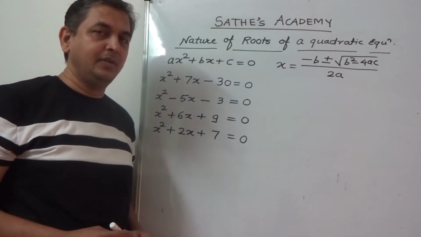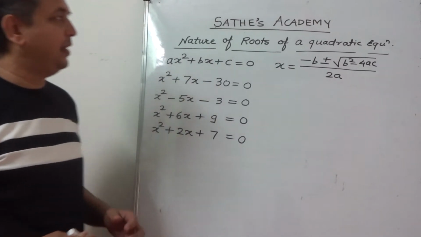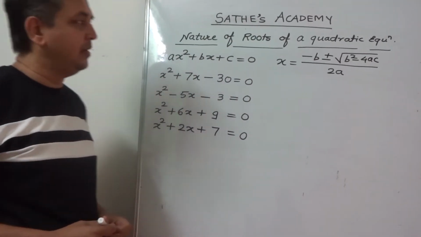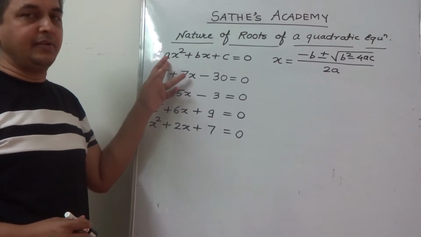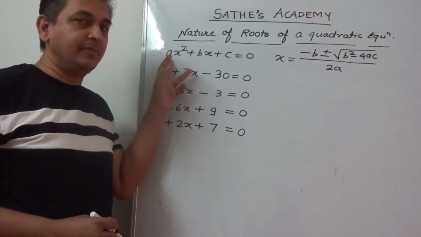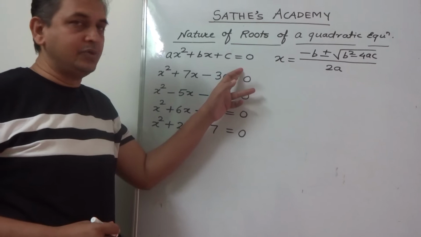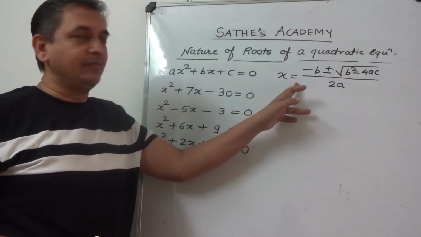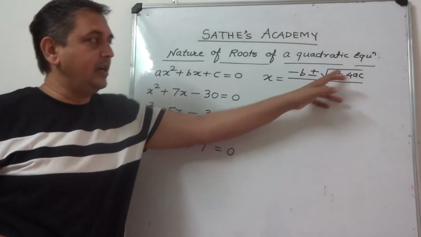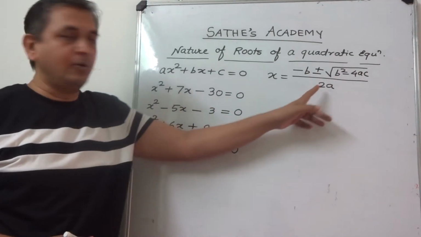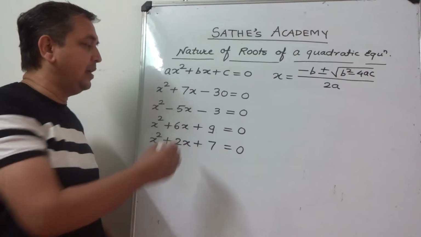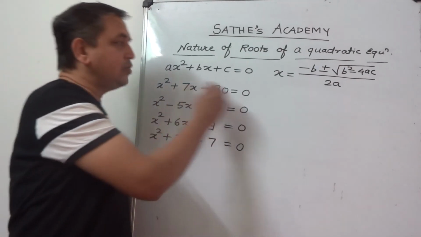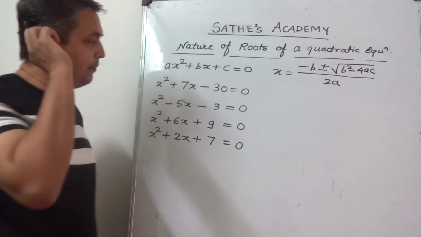Hello everyone. In this video we are going to see nature of roots of a quadratic equation. We know the standard quadratic equation is ax square plus bx plus c equal to 0, whose solution is given by formula x equal to minus b plus minus under root b square minus 4ac upon 2a. I have written a few equations and we will see roots of this equation by the formula.